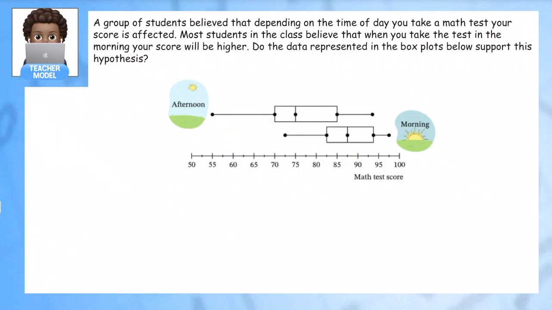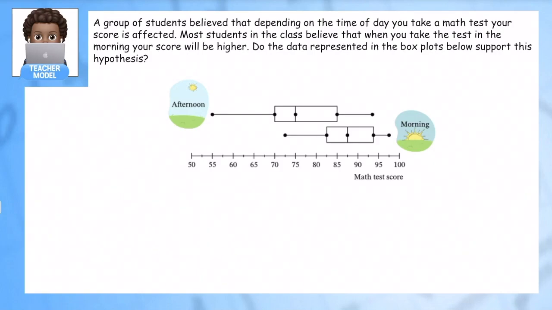Let's look at our first example comparing two box and whisker plots, and you can see them here. You can see one labeled afternoon and one labeled morning. And we can see they're both about math test scores, and we're going to look at data between them. Already, you'll probably notice that one has more data a little lower than the other. So let's look at the context.